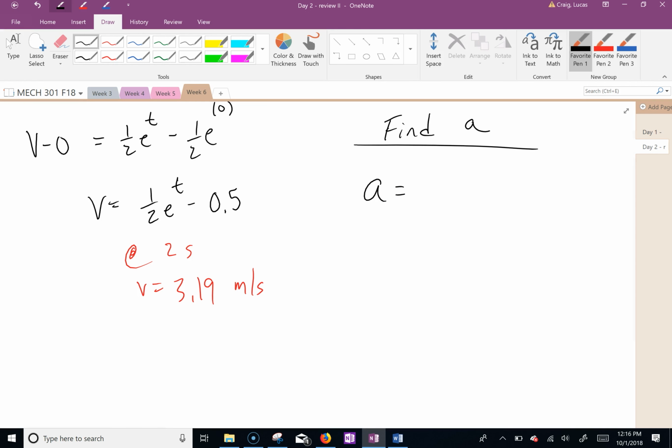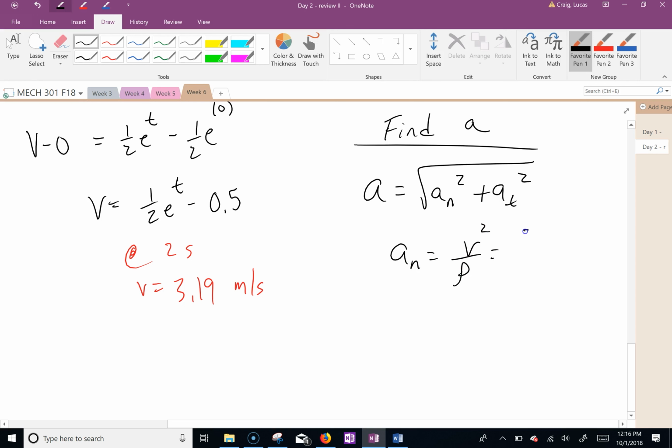Well, what else do we have to find? Normal. Yeah, so always remember that a is the square root of an squared plus at squared. So an is v squared over rho. So 3.19 squared over 5 meters is 2.04 meters per second squared.